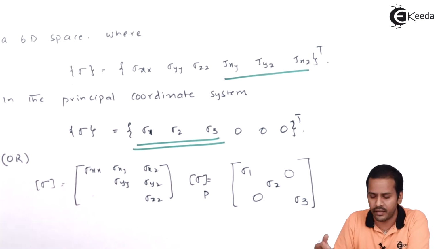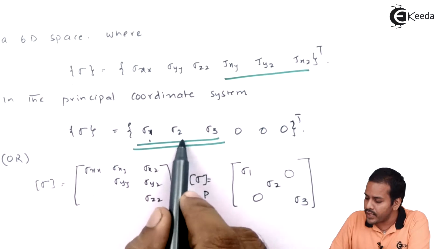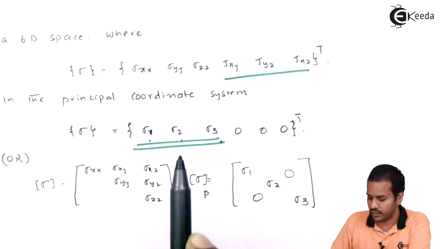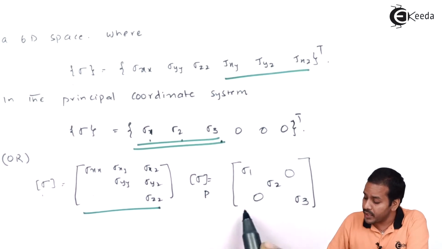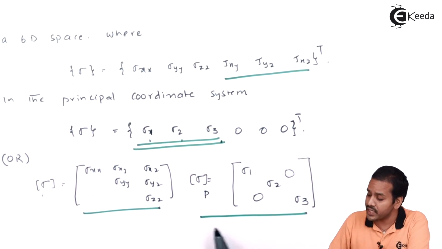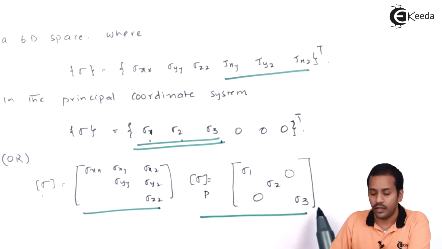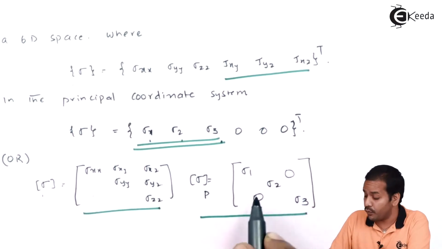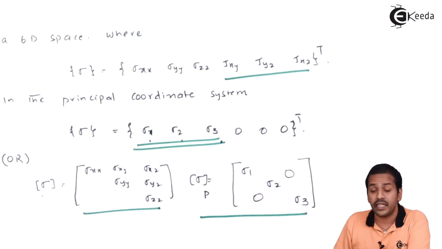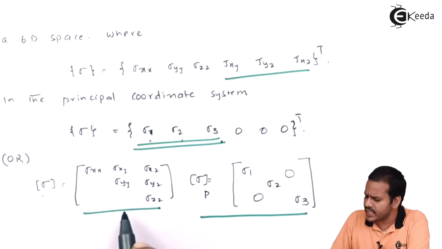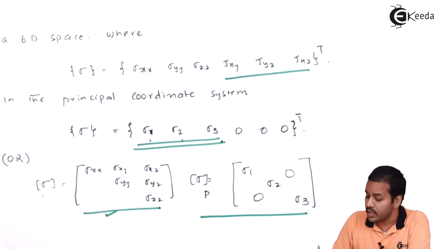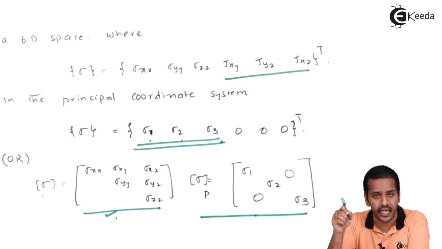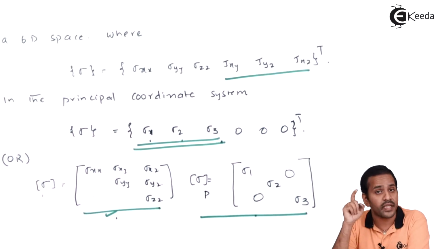How does it look? Here we have sigma 1, sigma 2 and sigma 3. And since sigma is symmetric, in the principal coordinate space, the stress tensor will become like this. All the off-diagonal components will become 0, only the diagonal components will survive. This is in some particular coordinate system. I am talking about the same stress tensor. So here and here the stress tensor is the same, but the coordinate systems are different.